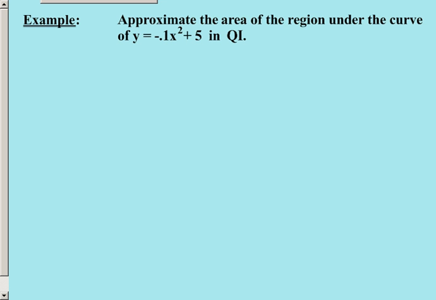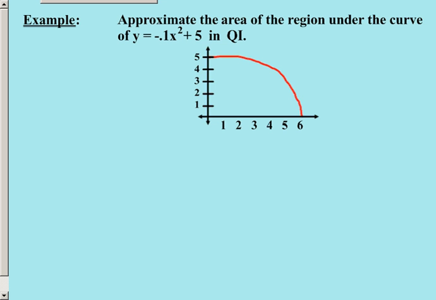Okay, so let's take a look at one. Approximate the area of the region under the curve of y equals -1/10 x squared plus 5 in quadrant 1. Now, I'm not going to take a ridiculous amount of time going through all of this. I'm going to explain it in fairly rapid succession, so you might want to or need to press pause if there's something that you need to copy down or simply want to let soak in for a moment before you move on. Okay, well, here is the curve that is being referred to in the problem in quadrant 1.